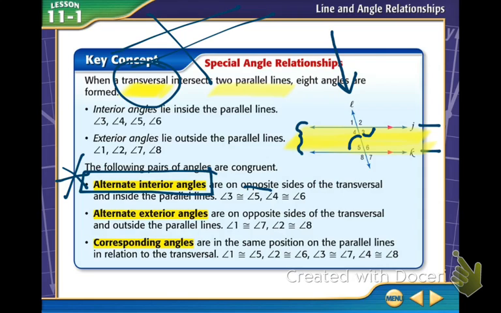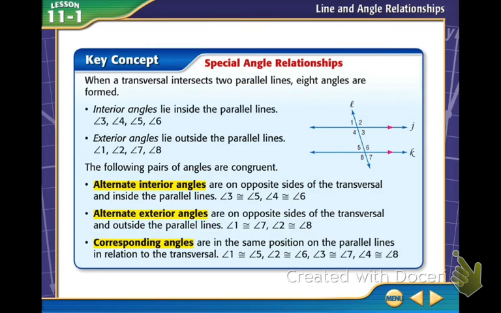Also would be angle 4 and 6. Both are inside the parallel lines, and both are on opposite sides of the transversal. Next, we're going to look at alternate exterior angles. Well, if it's an exterior, kind of like the word exit for an exit sign, they're going to be on the outside of the parallel lines, so somewhere out here.